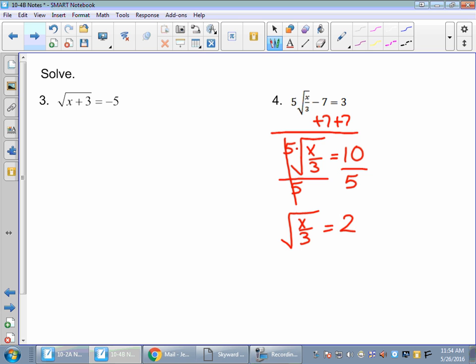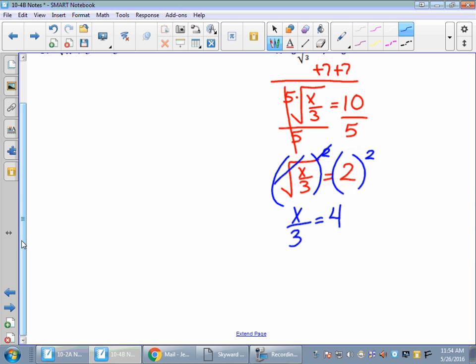I'm going to square both sides of the equation to get rid of the radical. The square and the square root cancel. X over 3 is equal to 4. And then I'm going to solve. Right now, I'm dividing x by 3, so if I multiply both sides by 3, that'll get the 3 out of the denominator, and x equals 12. I need to check my solution. We always check our solutions.